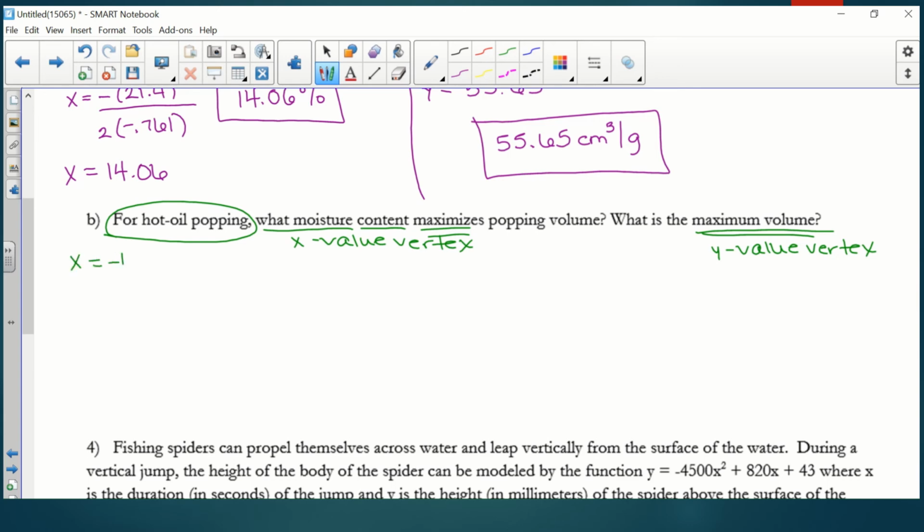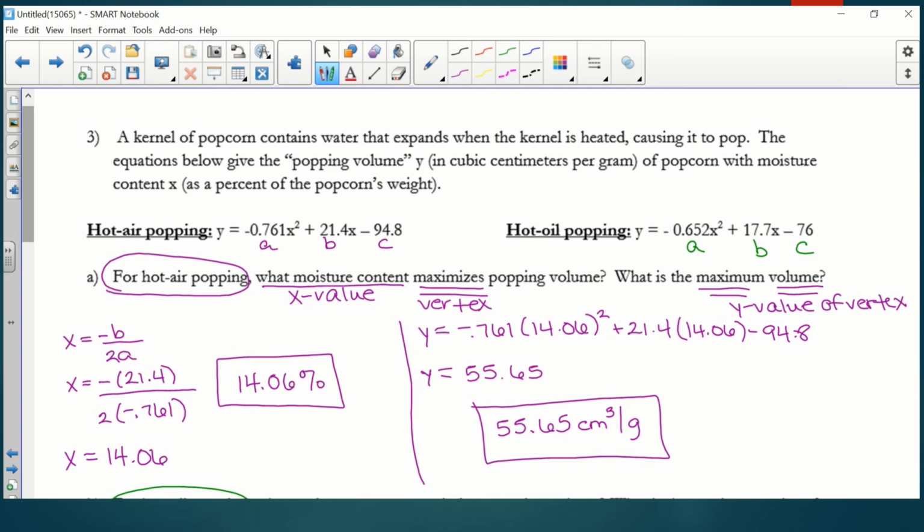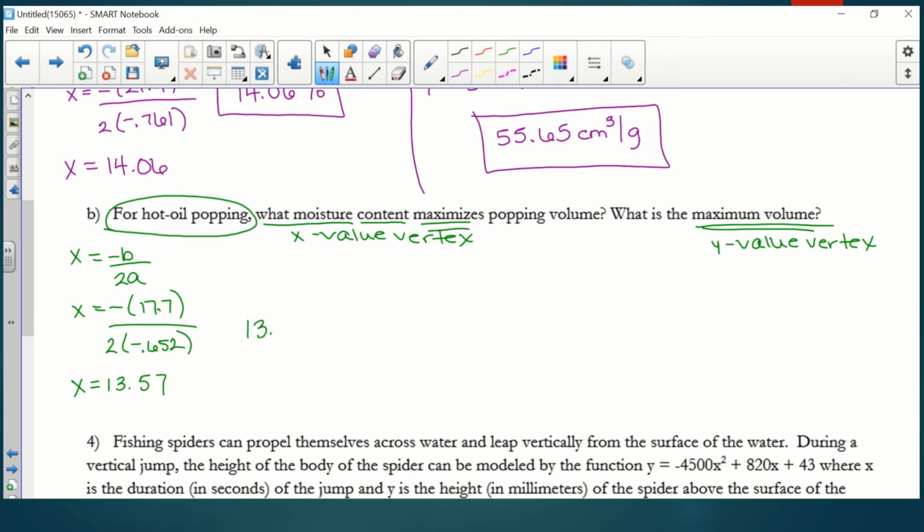So plugging in to my axis of symmetry formula, x equals negative my b value, which is 17.7, over 2 times the a value, which is negative 0.652. Again, round to the nearest hundredth with each one of these problems. So x equals 13.57. Now, interpreting what that means in the context of the problem, 13.57 is the maximum moisture content. And again, that is represented as a percent of the popcorn's weight. So we're going to say 13.57%.